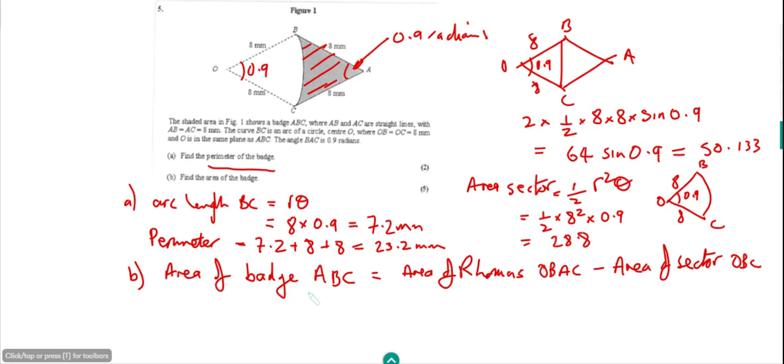So if we get the required area, the shaded area of the badge, that's going to be the 50.133 for the rhombus, minus the 28.8 for the sector, and that gives us 21.33. And that's going to be millimeters squared. And that's it.